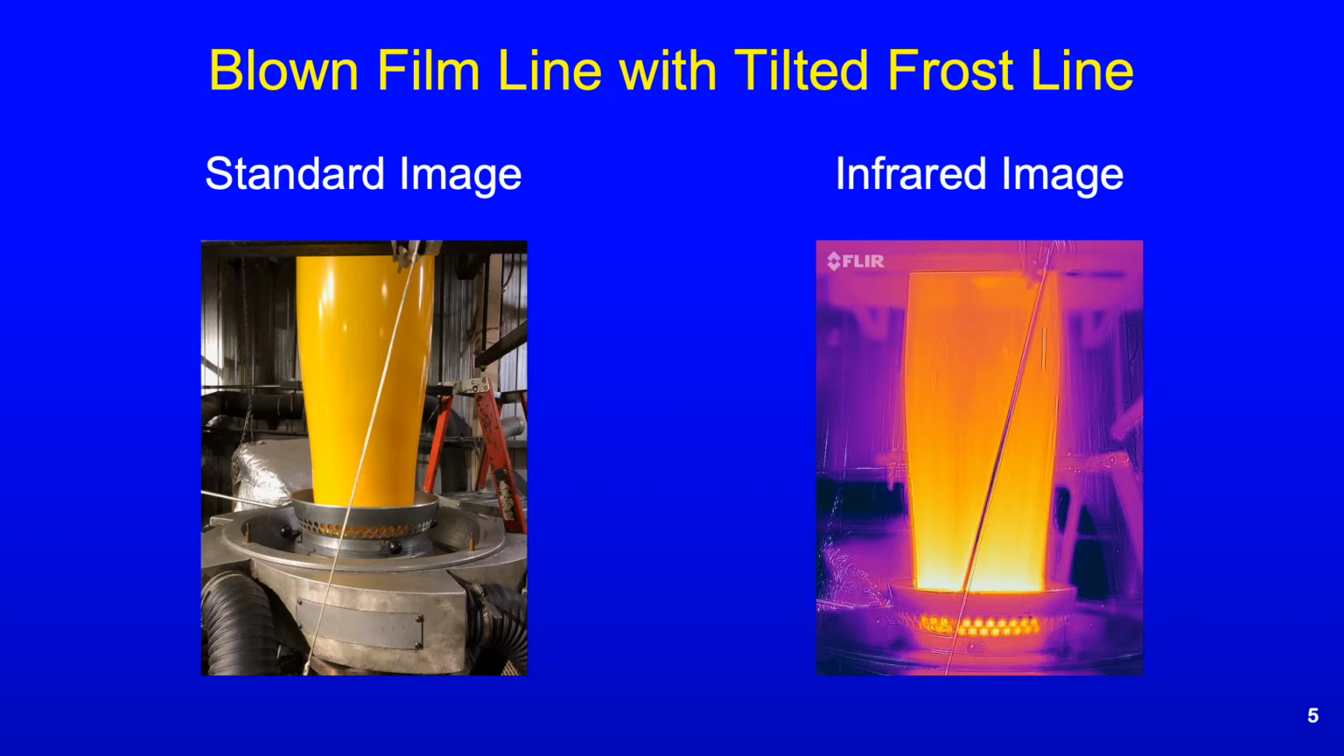And the other issue about this line is that it was relatively close to the production wall, the exterior wall of the building, about 6 feet, 1.5 meters away. And that did have an effect on air currents.